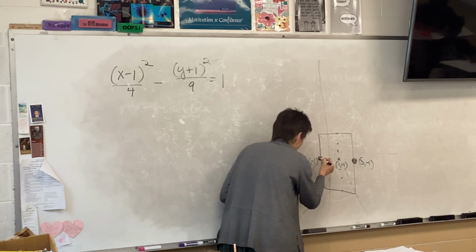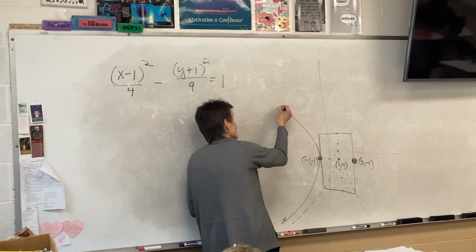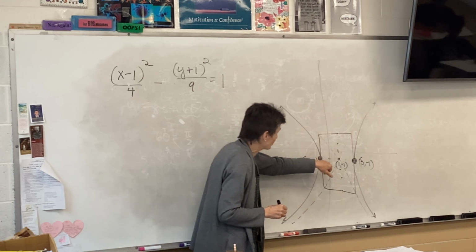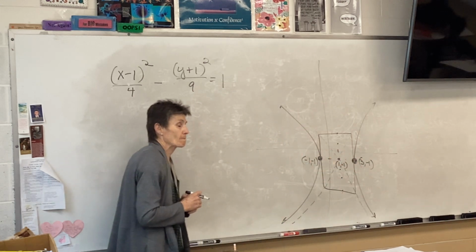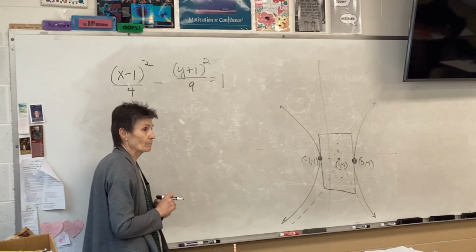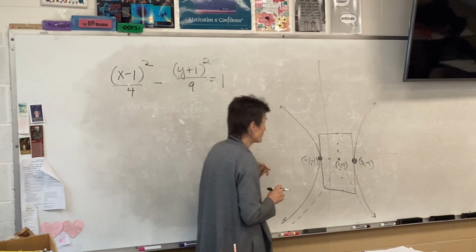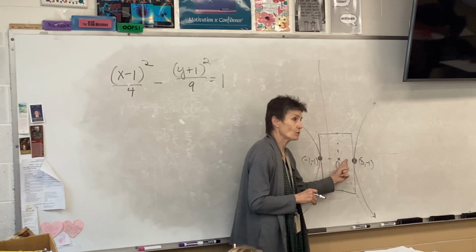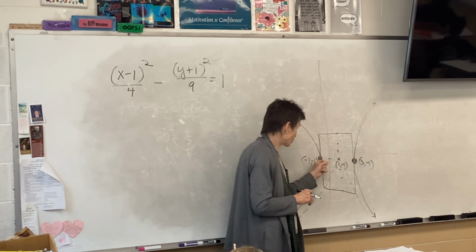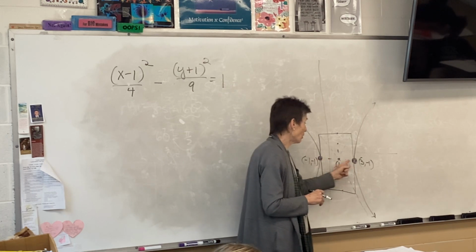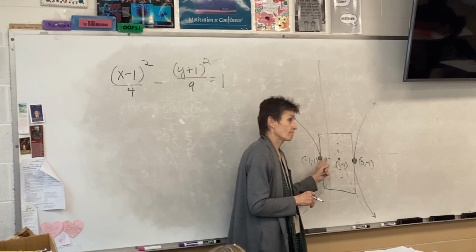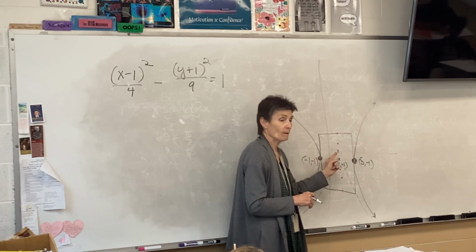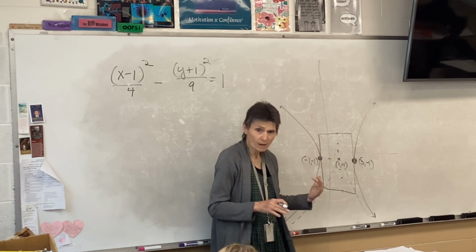That is going to be my hyperbola. Nobody's grading your picture, but you have to recognize that those are your vertices. Now, because those are the vertices, what does that make this right here? This is the transverse axis, because it joins the vertices. How long is that? It's 4. Don't overcomplicate it. That's simple.